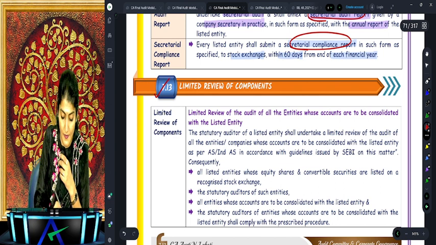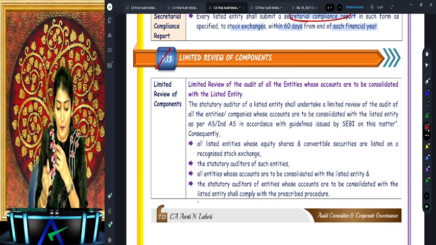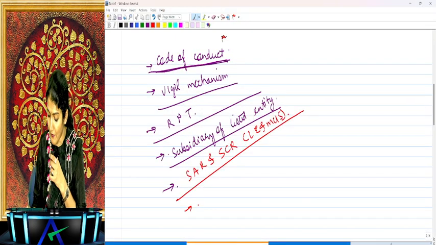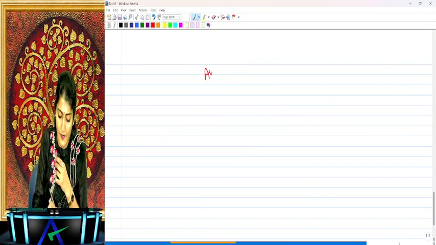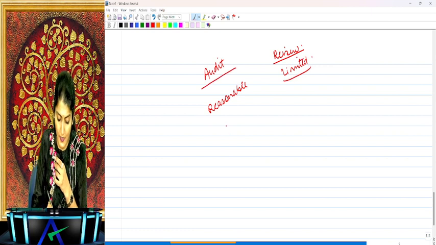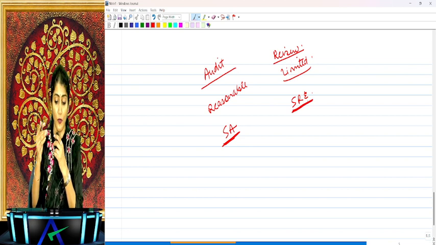What is the next discussion over there? Limited review of the components. Are you all with me? In the beginning, when we were discussing our standards, did we discuss something called audit and review? If you're doing an audit, then you give a reasonable assurance. If you do a review, then you are giving a limited assurance that financial statements are free from material misstatement. For audit, you need to follow the standards on auditing. For review, you need to follow the standards on review engagement.